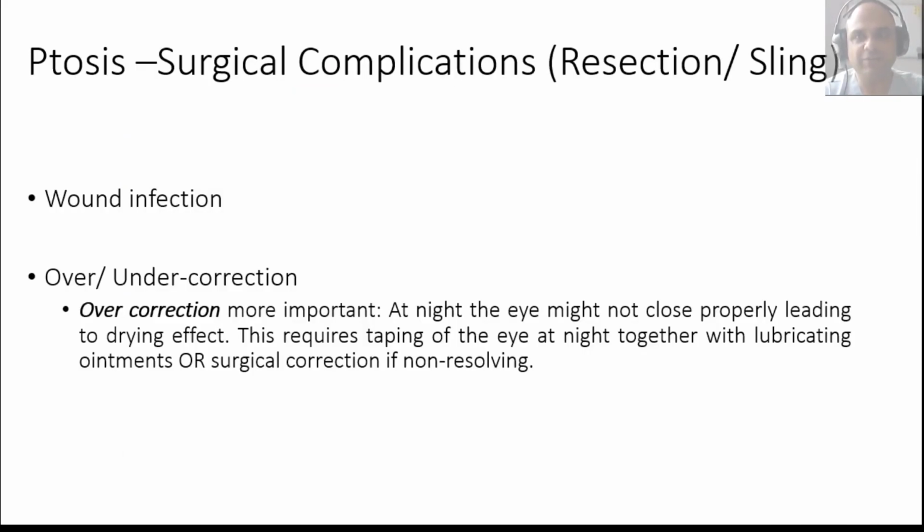Surgery in good hands is very good, and you would require an oculoplastic surgeon or a plastic surgeon, and they're very good at it. Overcorrection and undercorrection are possible; really overcorrection is more of a problem. Undercorrection is maybe a cosmetic issue, mostly because a millimeter or so of difference between the two is considered good, but some people would be conscious of even that. Overcorrection is a problem simply because if you have over-opened the eye, it won't close properly at night, which would lead to a drying effect. That would require taping of the eye, some lubricating ointments, or surgical correction if it doesn't resolve. Usually it does with time, but if it doesn't, you would need surgical correction.